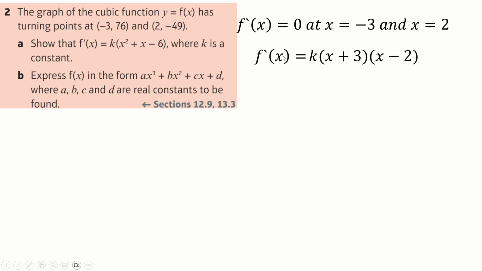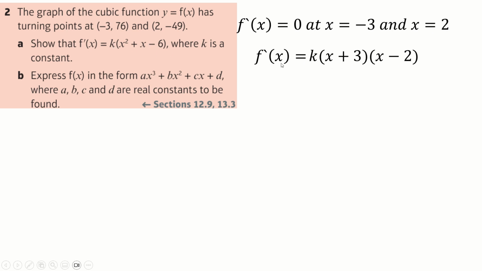Of course, we know f dash of x is a quadratic because the original thing is a cubic. The reason there's a k here is because, of course, I don't know what the scale factor on any of this is, because k wouldn't affect the fact that it has roots here and here. So I need to put a k there. And of course, there's a k here, so that's why I've chosen that letter.